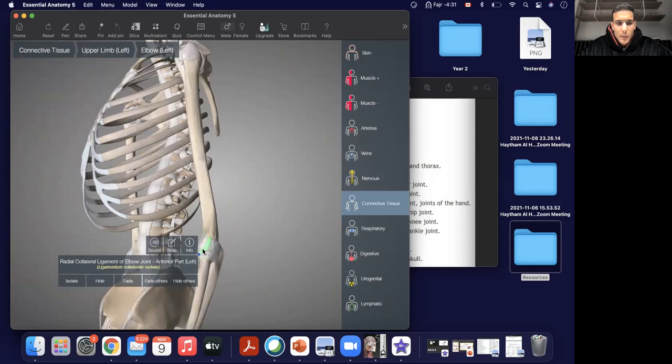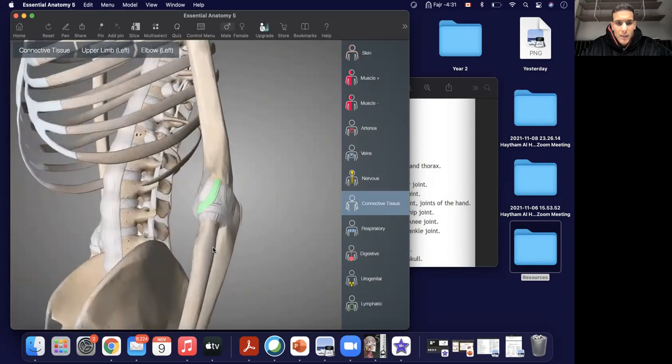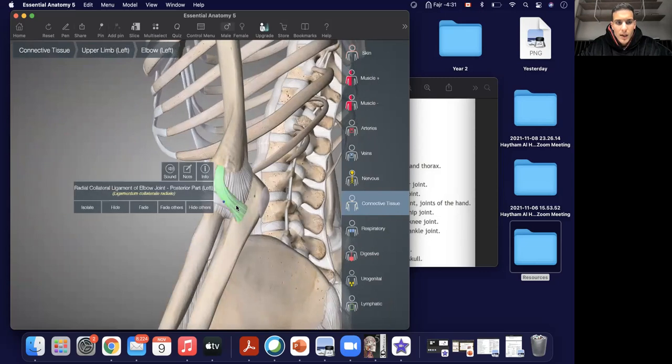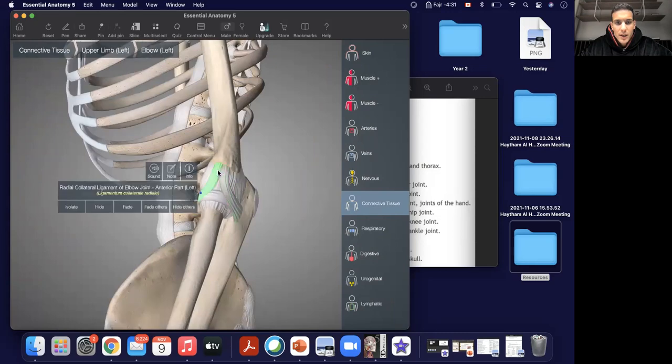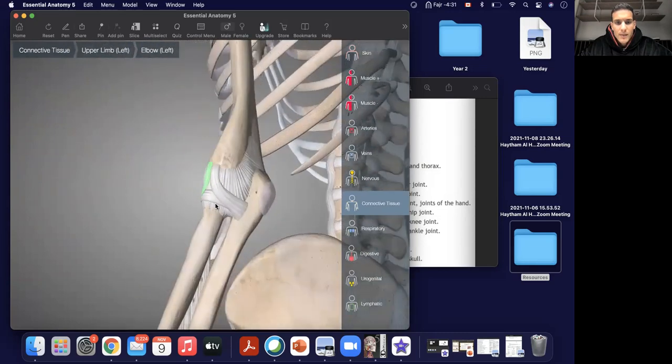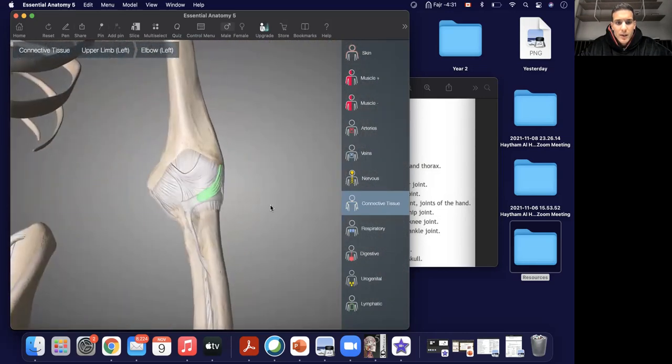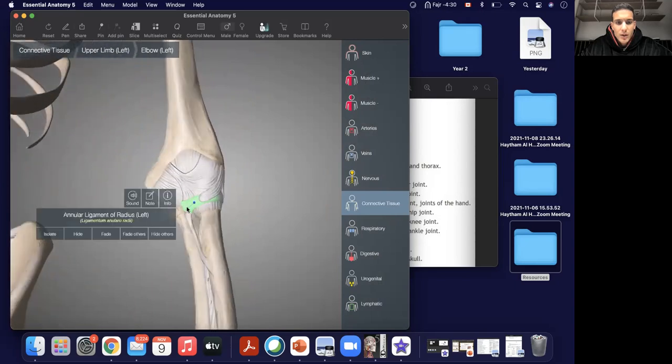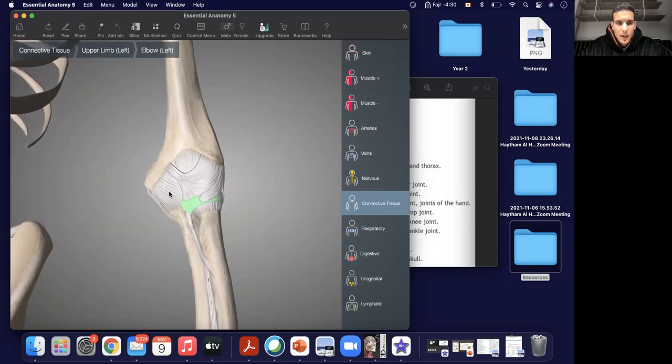First, we have the radial collateral ligament of the elbow joint, the posterior part, of course. Here, there's the anterior part, okay? And around the radial head, there's the annular ligament. You always have to know this because the annular ligament fixes the radius to the ulna, okay?